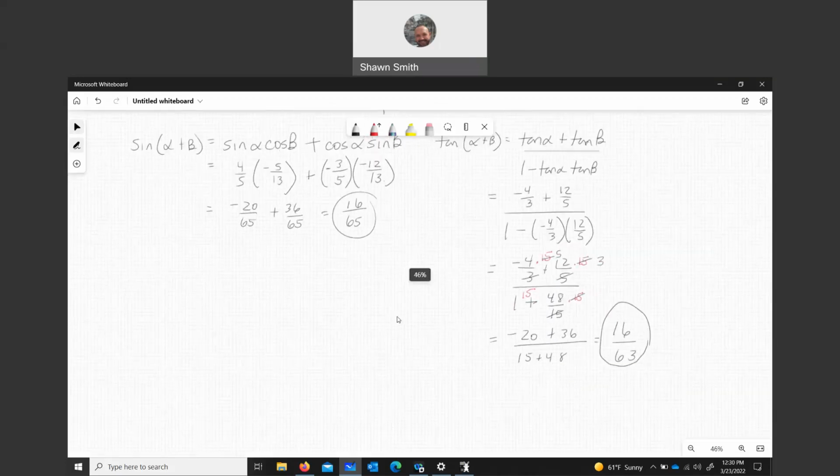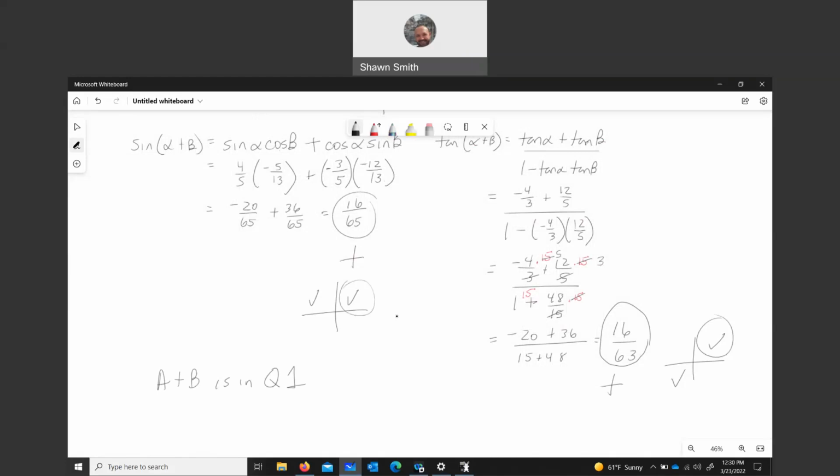All right, so with this information that we found, the sine and the tangent both are positive, right? So sine is positive in quadrant 1 and in quadrant 2, right? Tangent is positive only in quadrant 1 or in quadrant 3. So therefore, alpha plus beta, which one is it? Quadrant 1. So alpha plus beta is in quadrant 1.